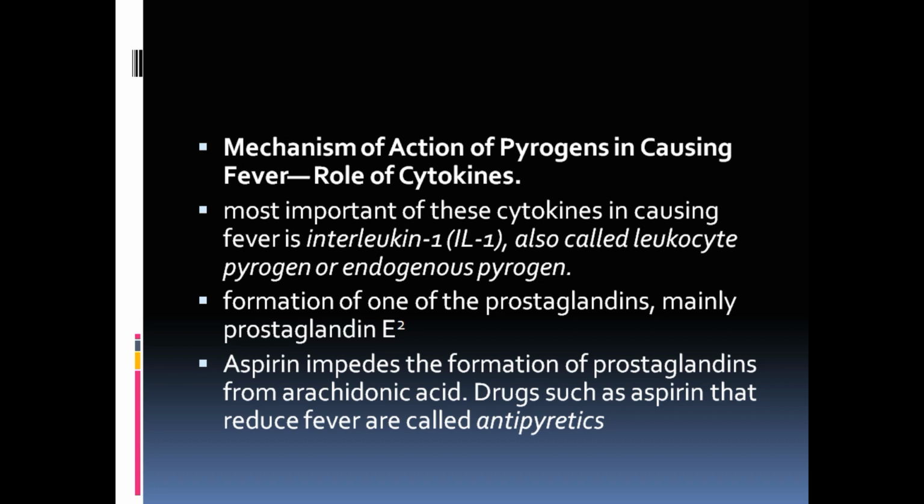Aspirin, or other non-steroidal anti-inflammatory drugs, can impede the formation of these prostaglandins from arachidonic acid. Arachidonic acid, with the help of cyclooxygenase enzymes, forms prostaglandins, and aspirin acts as an inhibitor of cyclooxygenase enzymes and impedes the formation of prostaglandins from arachidonic acid. That is why drugs such as aspirin reduce fever and are called antipyretic drugs.